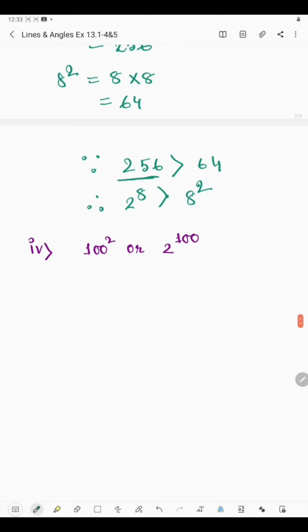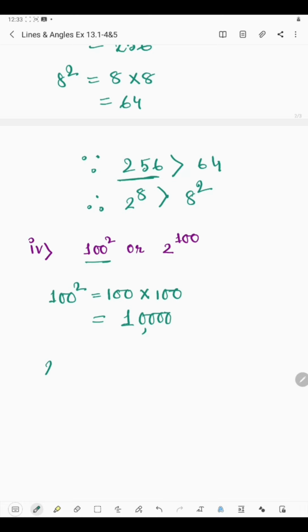Okay. Now in the fourth part we have 100 raised to the power 2 or 2 raised to the power 100. Which one is greater? So 100 raised to the power 2 means 100 should be written twice because power is 2. So here we will just count the number of zeros. 1, 2, 3, 4. So 1, 2, 3, 4 and 1 1s are 1. So the value of 100 square is 10,000.